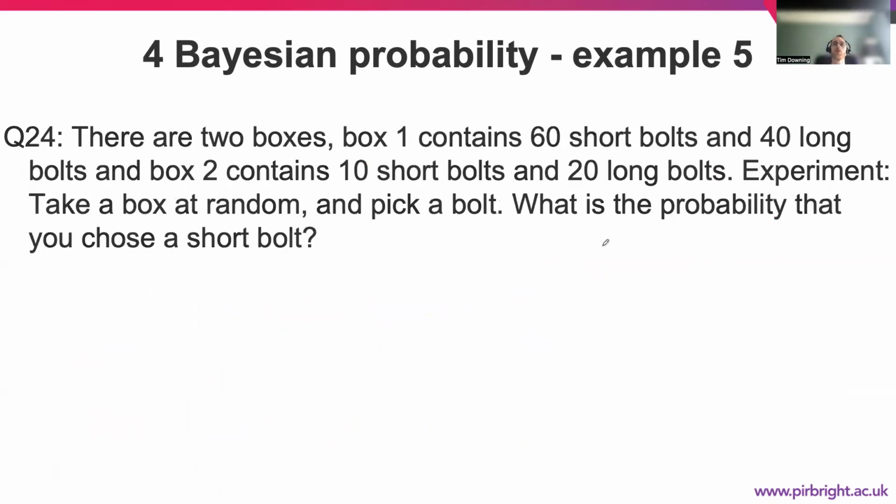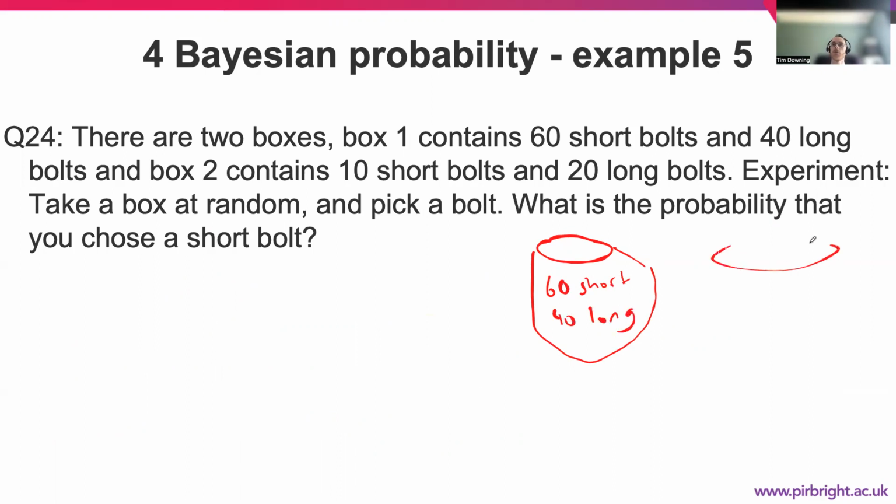you have two boxes. This contains 60 short bolts. So you've got 60 short and 40 long in the first box. The second box, we have 10 short, 20 long. You take a box at random and pick a bolt. What's the probability that you choose a short bolt?